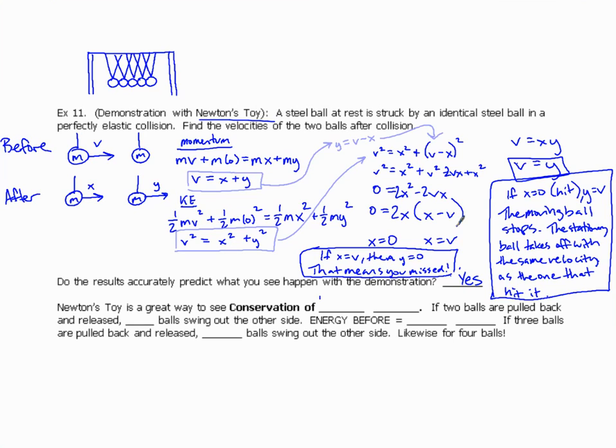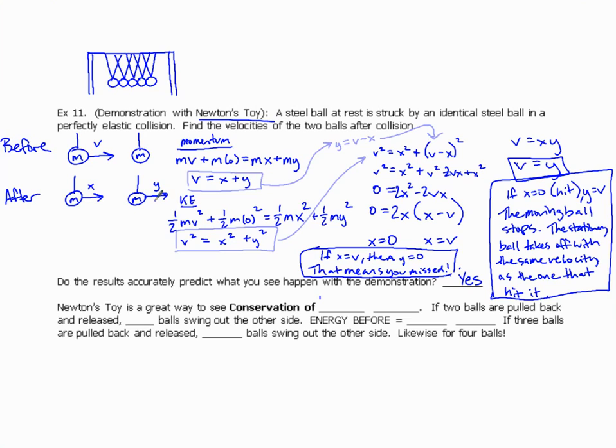So if x equals v, then y equals 0, and that means you missed, because this one should be moving. If it still has no speed at the end, it means it didn't get hit. If it gets hit, it's going to have some sort of velocity.